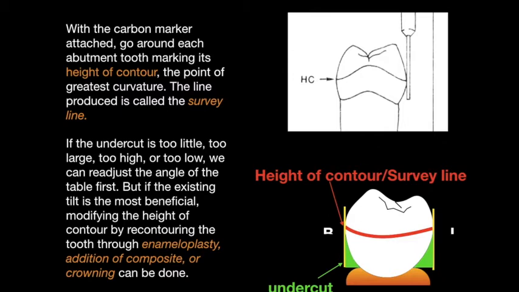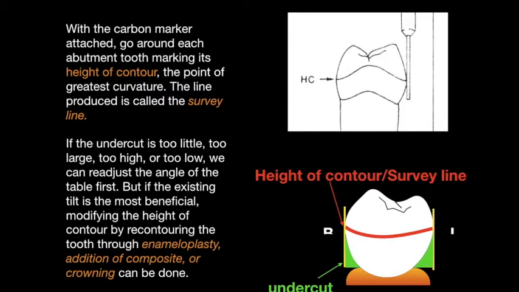And let me remind you again, the reason why we want to use the surveyor is because we want to find out the height of contour, and then we can find out the desired undercut. So the survey line is to record the height of contour, and eventually it will be easier to communicate with other people. And here you can see on the slide, it says if the undercut is too little, too large, or too high or too low, then you can readjust the angle of the table first.